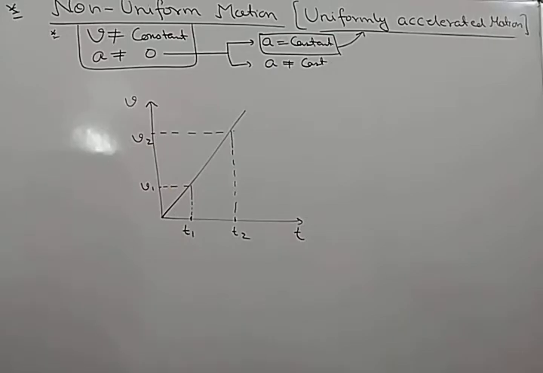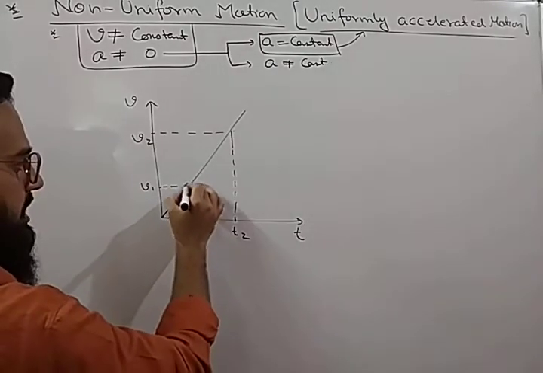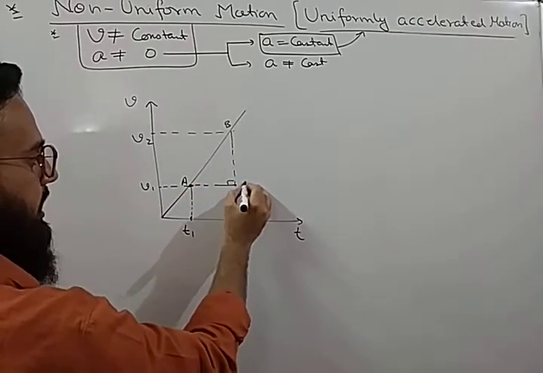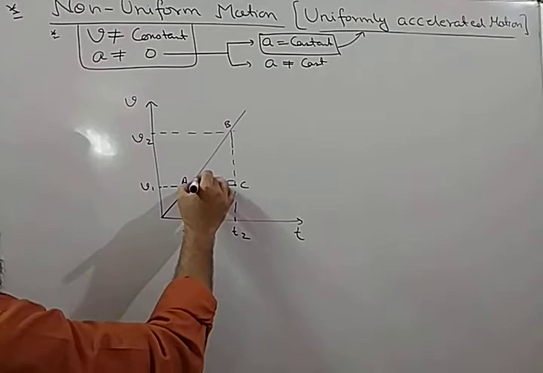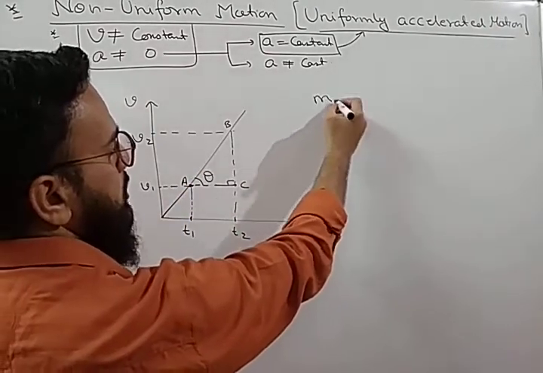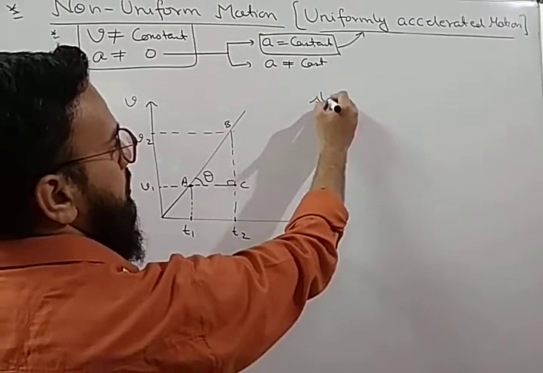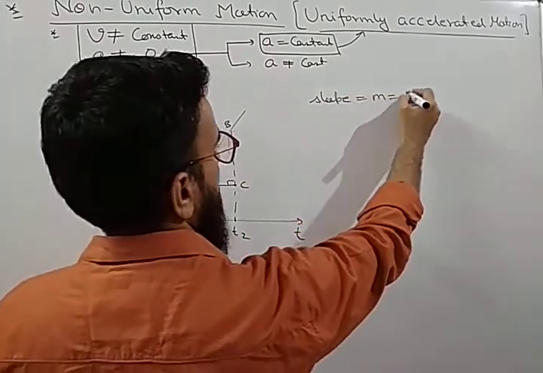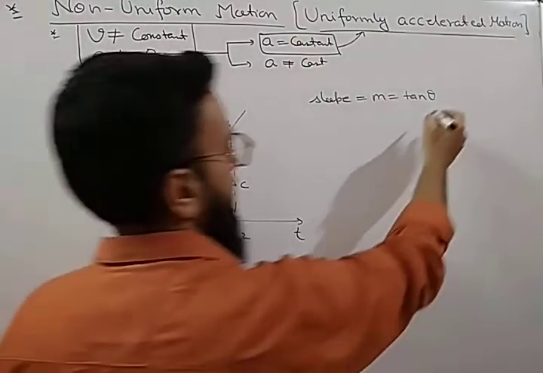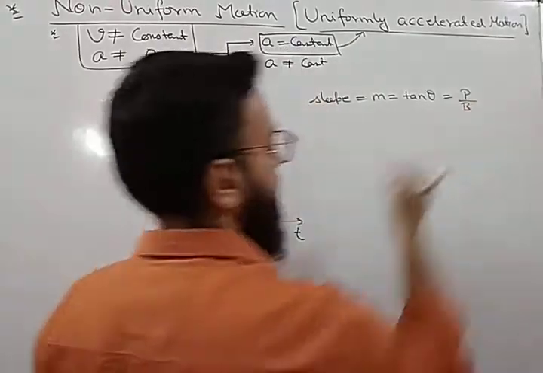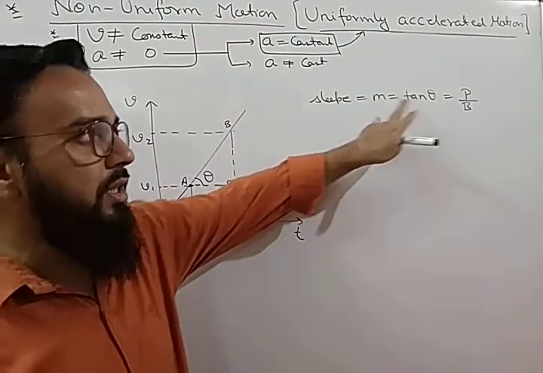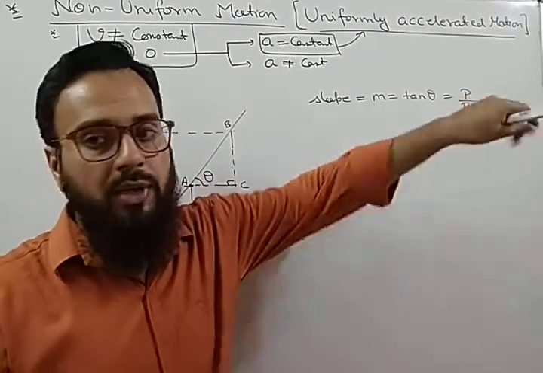Suppose we consider this point as A, this point as B, and if we draw the perpendicular, take this point as C. We know this slope is represented by theta. I have already told you what slope is. Slope is given by m, which is equal to tan theta, which is equal to perpendicular upon base.